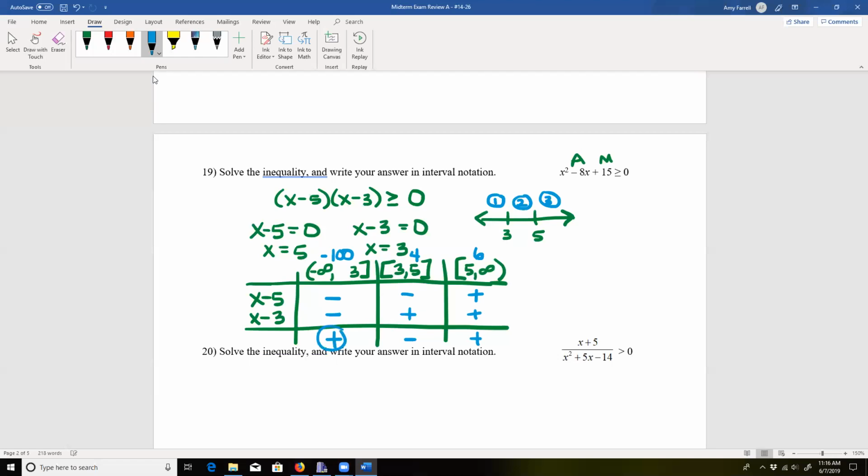Then it's this interval and this interval that are our solution set, because we want x squared minus 8x plus 15 to be greater than or equal to 0. So we're looking for a positive result because we want it to be greater than or equal to 0. So our solution set then is the first interval, negative infinity to 3, with then the last interval.